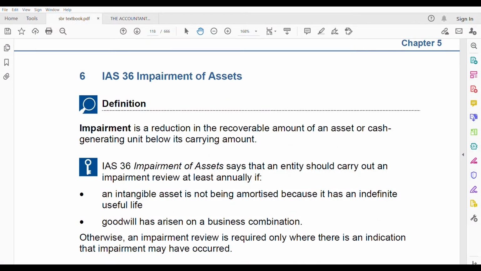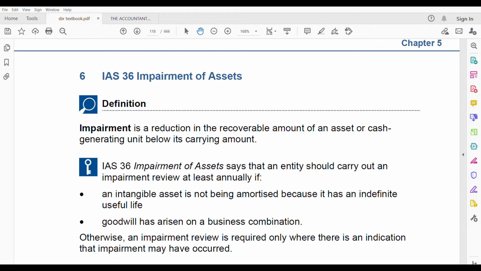Today's standard is the most important standard, IAS 36, impairment of assets. Definitely you'll be given some non-current asset or some intangible assets which might be impaired. So impairment can come in anywhere. It could be for your financial asset, your non-current asset, or your intangible asset.